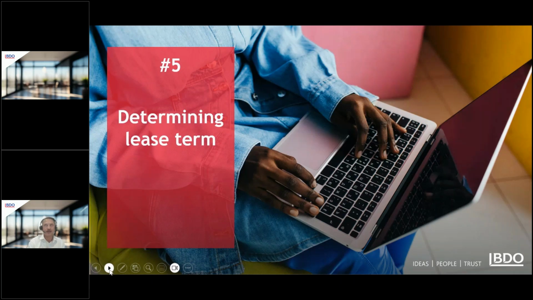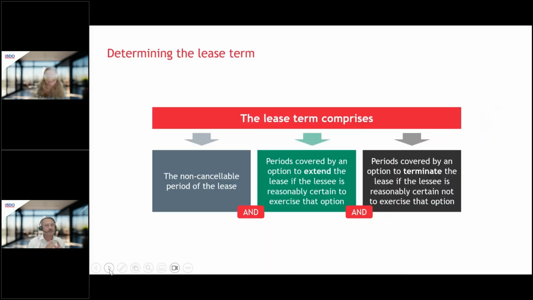This is a good example of how the standard does try and represent the substance of the arrangement, because lease term is more than just the non-cancelable period in the lease. It's actually made up of 3 components. It's made up of the non-cancelable period of the lease, which is often the stated period, but then it also includes periods covered by an option to extend the lease if the lessee is reasonably certain to exercise that option. In other words, if you have the right to extend it and it's reasonably certain that you will extend it as a lessee, you need to include that. There's the substance part, because if there's reasons why you would reasonably exercise that option, you should include it from the outset, because substance over form.